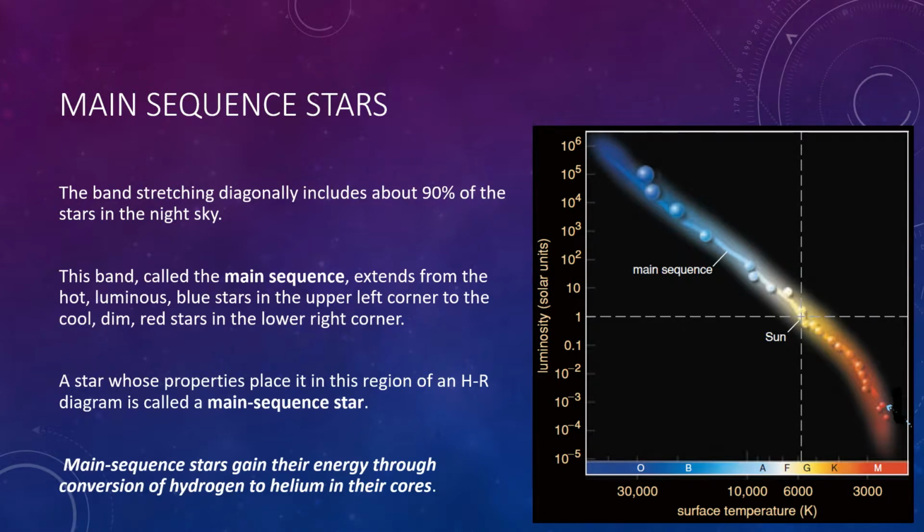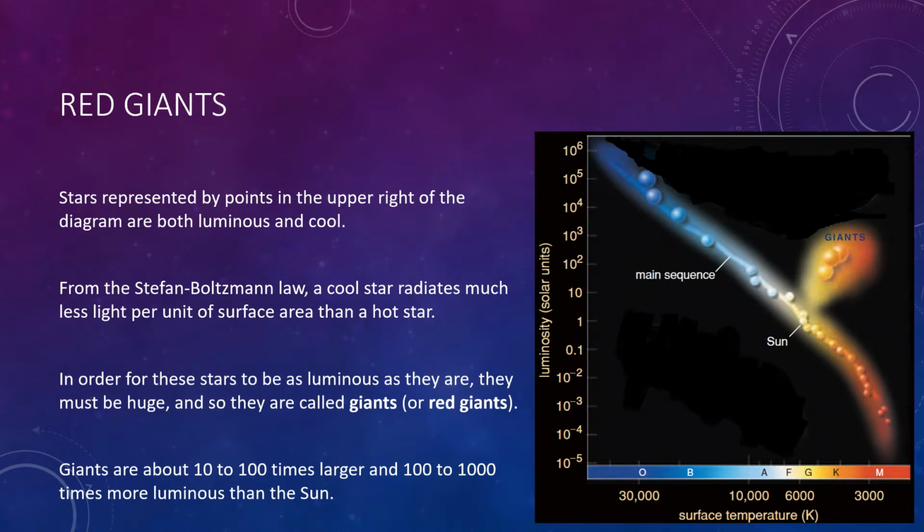That is the first portion, but there's more. The upper right side of the HR diagram shows a second major grouping of data points. Stars represented by these points are both luminous and cool, right? So they're pretty bright and luminous because they're up here toward the top, but they're relatively cool, K and M type stars. From the Stefan-Boltzmann law, we know that a cool star radiates much less light per unit surface area than a hot star. In order for these stars to be as luminous as they are, they must be huge, and so we call them giants.